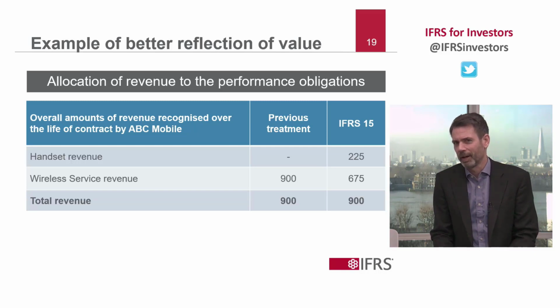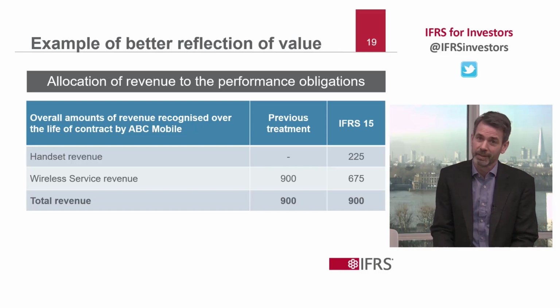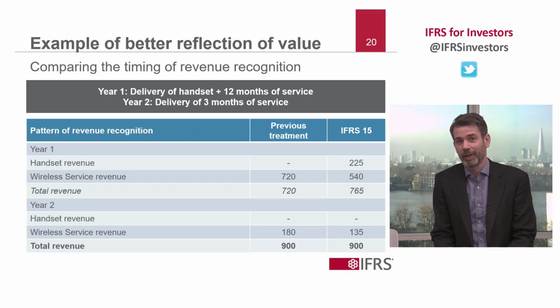On the other hand, IFRS 15 will result in a more faithful depiction of the contract by allocating the overall contract transaction price of 900 to both parts of the contract, the handset and the service, reflecting their relative values. It will therefore provide greater comparability with companies that sold handsets and services separately. Through this approach, 25% of the contract value, or 225, is allocated to the handset. Combined with 540 from services, this results in 765 in revenues in year 1.